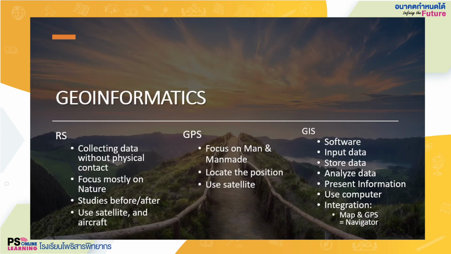So that's it for today. I want you to conclude really quickly. Geoinformatics basically includes these three: RS, remote sensing; GPS, the global positioning system; and GIS, the geographic information system. RS is basically collecting data without physical contact, which can be done by aerial photograph, using an airplane or aircraft to take a photograph of an area, or to provide the landscape and information of that area.